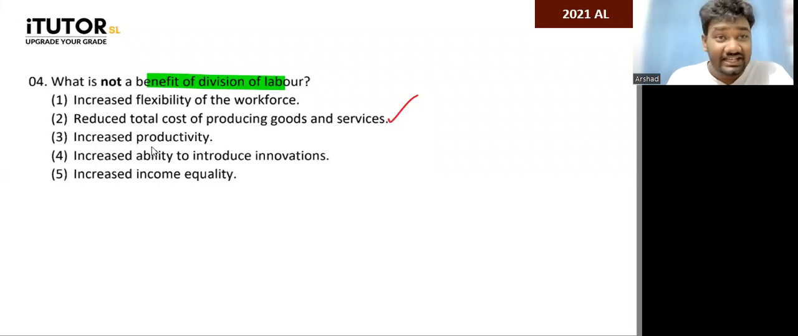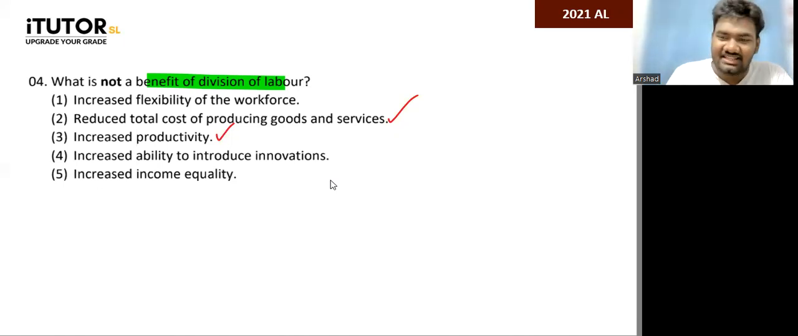Okay. Increase productivity. Productivity means the amount of output that can be generated from an input. So that means you're much faster. Do you think that can happen because of division of labor? Can a person be much faster and quicker? Yeah, it can. Productivity can also improve. What do you think about this, guys? Increased ability to introduce innovation. Now that is right, I don't know, how do we even figure that out?